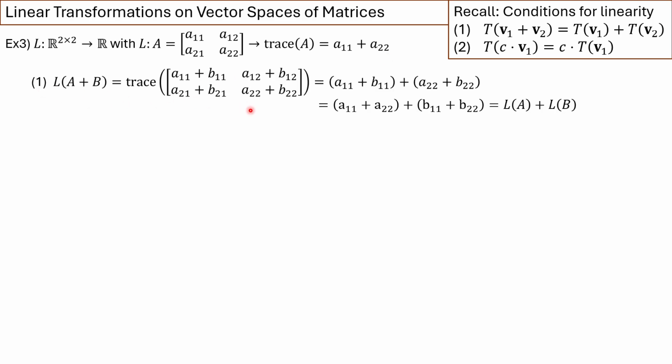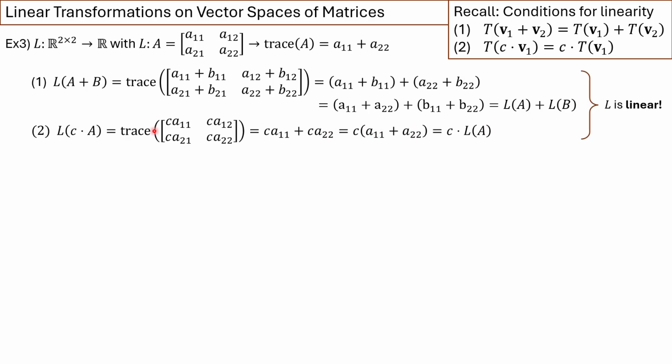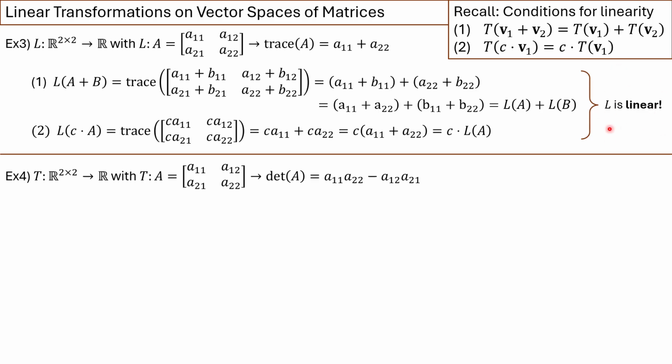So for this trace function, it passes the addition check perfectly. If we take the trace of a sum of matrices, A plus B, both matrices, we'll get the sum of the traces. So you could do this no problem. Let's also look at the scaling check. It does pass. If you multiply a matrix A by some constant C, then take the trace of that matrix, it's just like if you took the trace of the matrix A and then multiplied by C. So this is indeed a linear transformation.